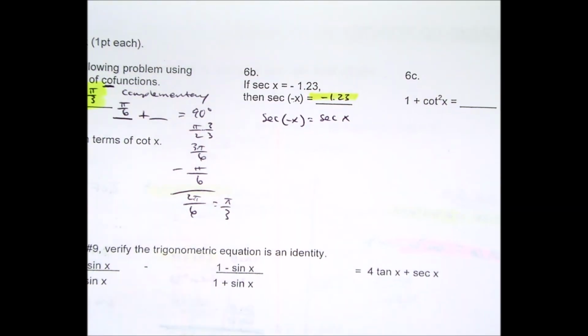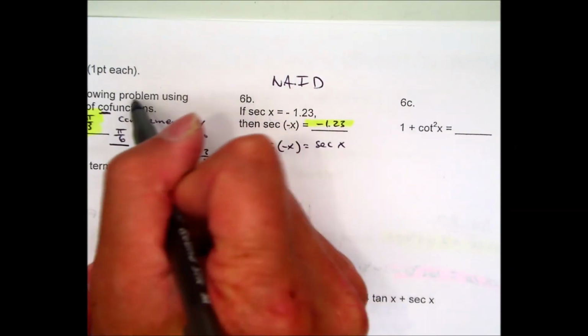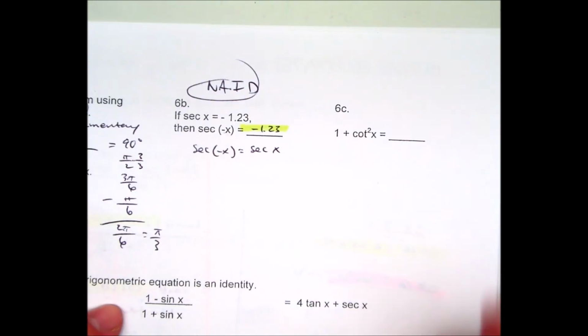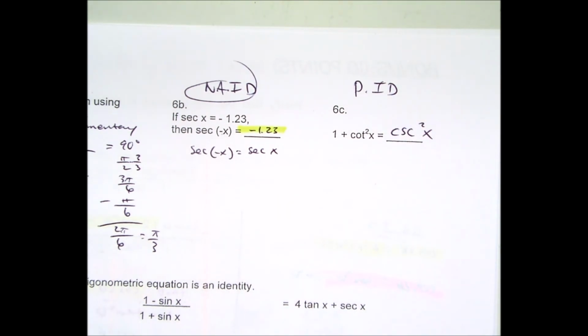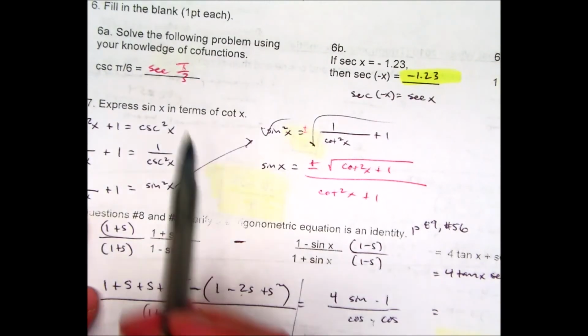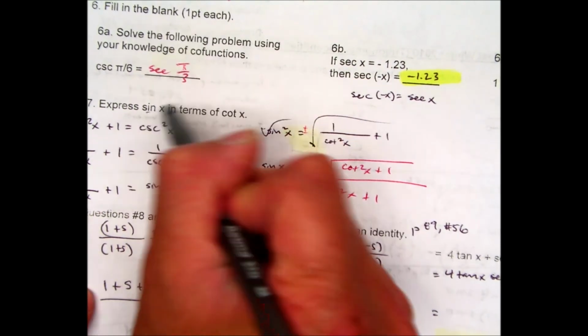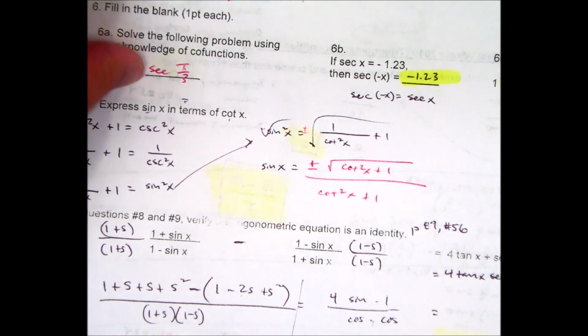That's why. 6c, so this was negative angle identity. These were cofunctions. And in this last problem here, you should have the Pythagorean identity. That's equal to cosecant squared x. This problem, number 7, I asked you to skip it. You can see the solutions for that. Basically, sine of x is equal to everything on cotangent on one side, and that's what it would look like.